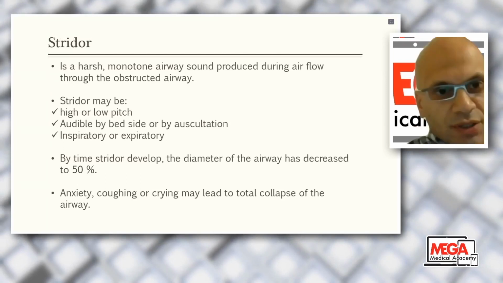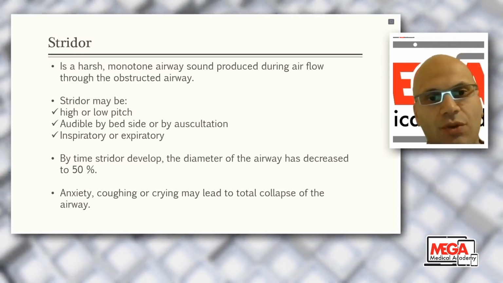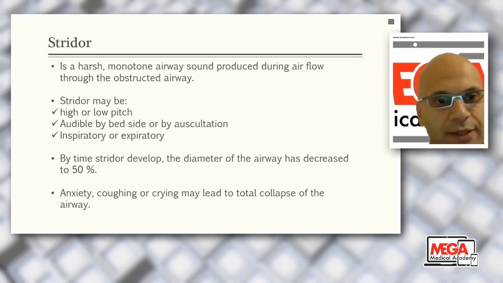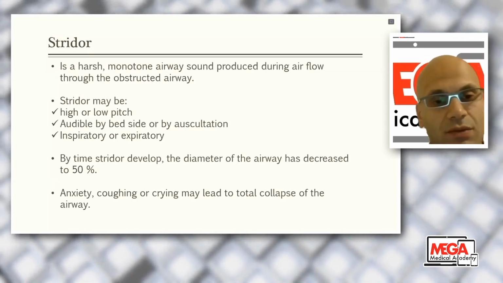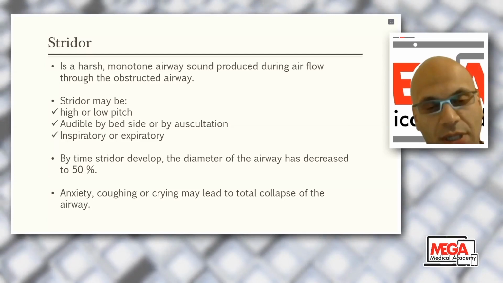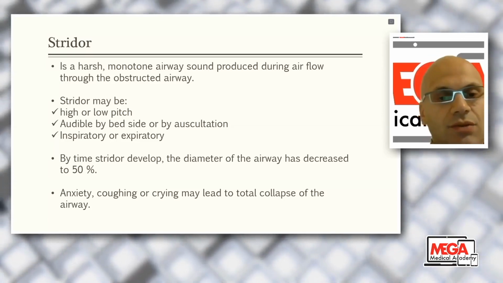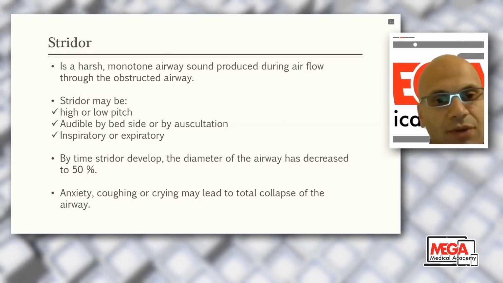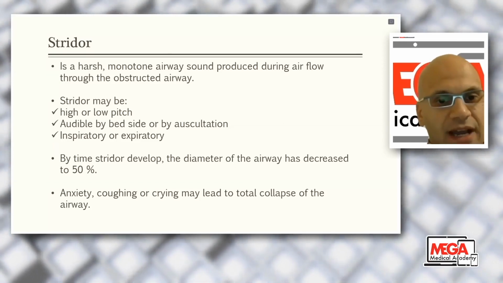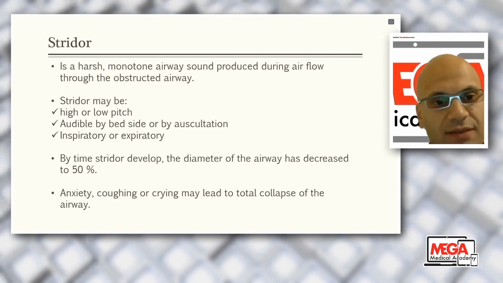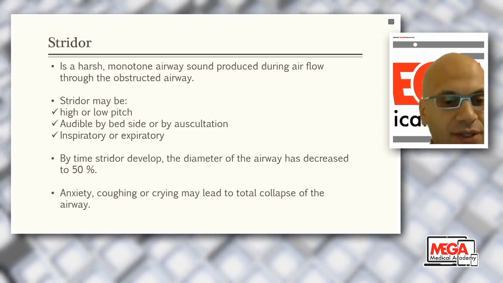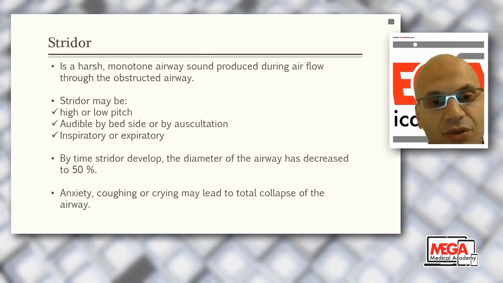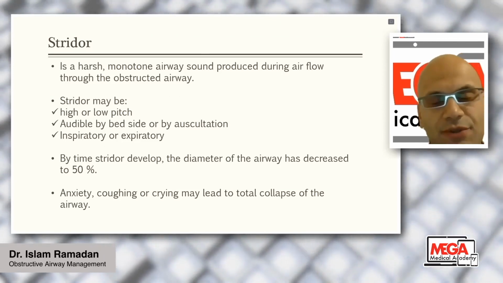So we'll highlight some points on stridor, which is a harsh monotone airway sound produced during airflow through an obstructed airway. Stridor may be high or low pitched, may be audible at the bedside or need to be auscultated, and may be inspiratory or expiratory or biphasic. Again, as we said, stridor means that more than 50% of the airway is obstructed, especially in the pediatric population, and anxiety, coughing, or crying may lead to total collapse of the airway.